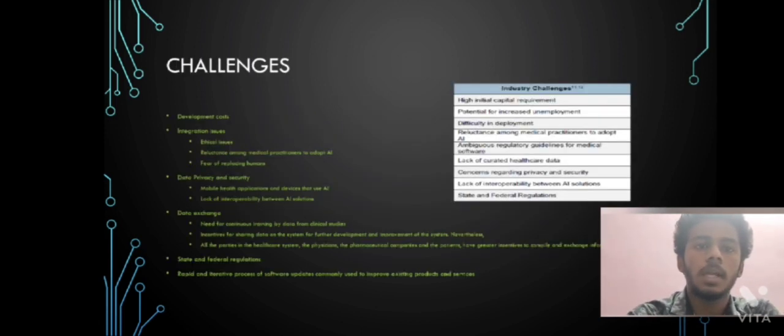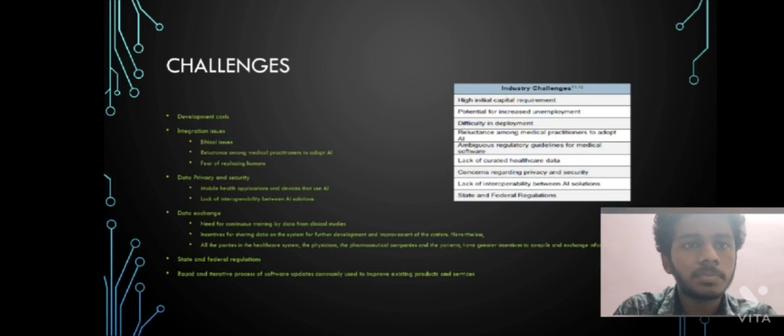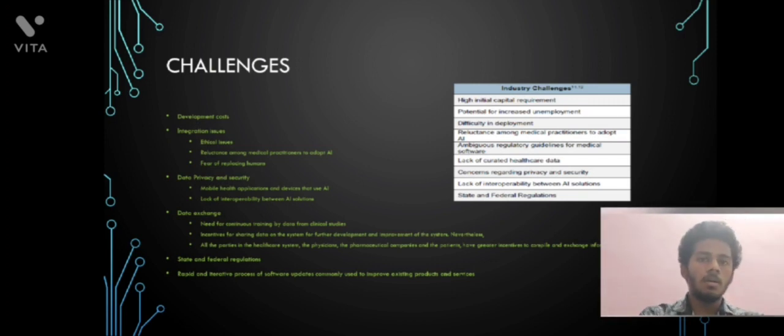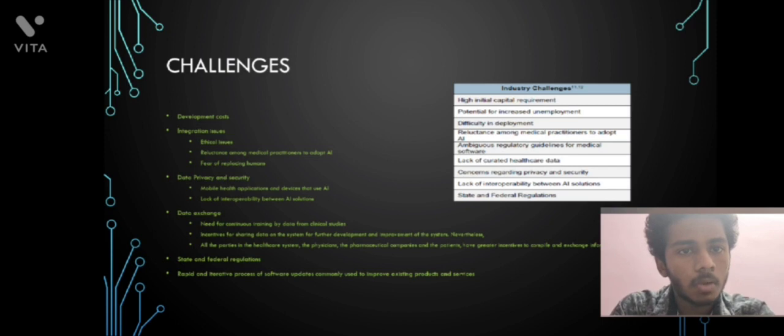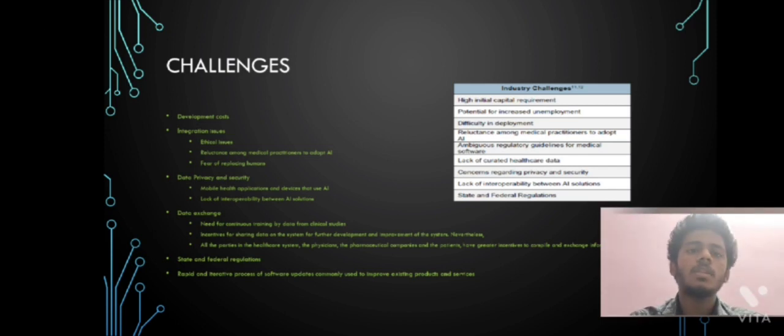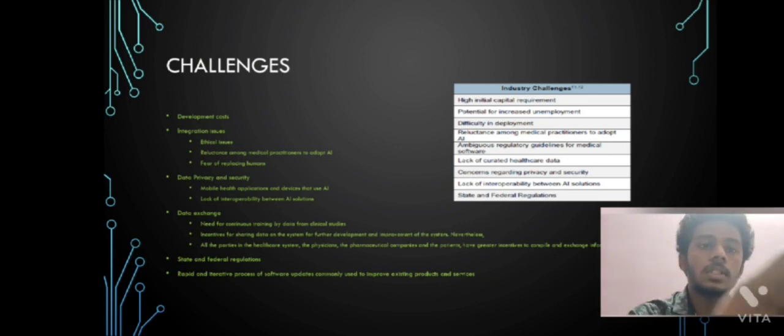meeting increasing patient demand. And the challenges we are facing today to implement artificial intelligence in hospitals are: the cost of development is very high, and integration issues like ethical issues, reluctance among medical practitioners to adopt artificial intelligence, and fear of replacing human hearts and organs. It's the major risk. Also data privacy and security, mobile health applications and devices that use artificial intelligence, lack of interoperability between artificial intelligence solutions and data exchanges, and state and federal regulations. Rapid and iterative software updates are commonly used to improve existing products and services. These are the challenges we are facing today to implement artificial intelligence in healthcare.